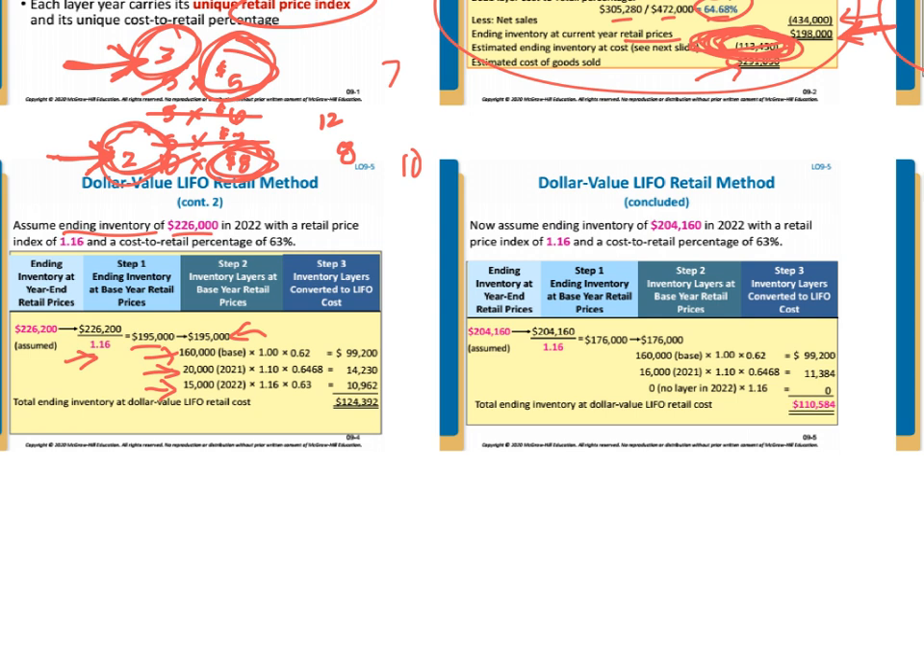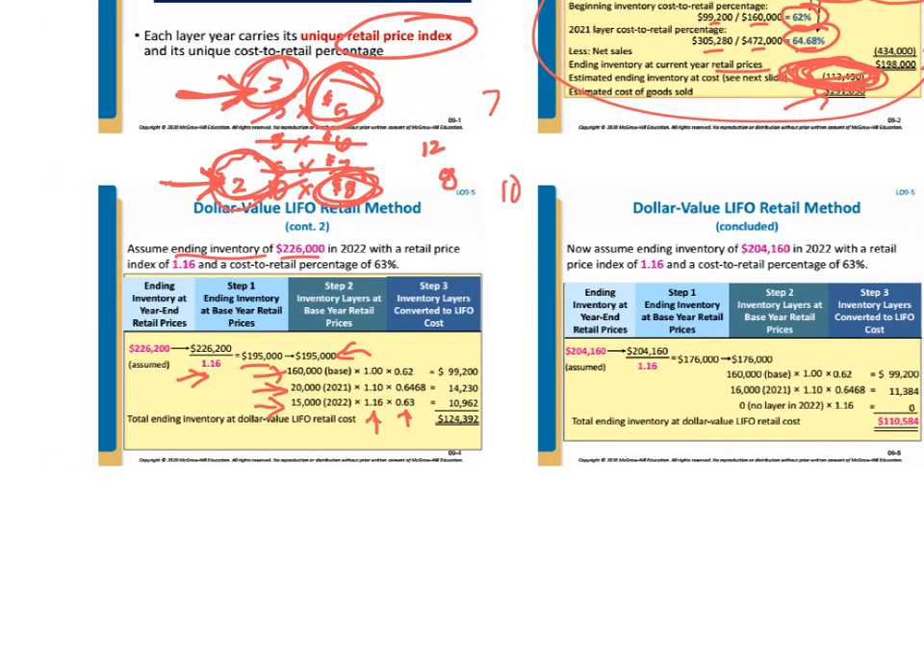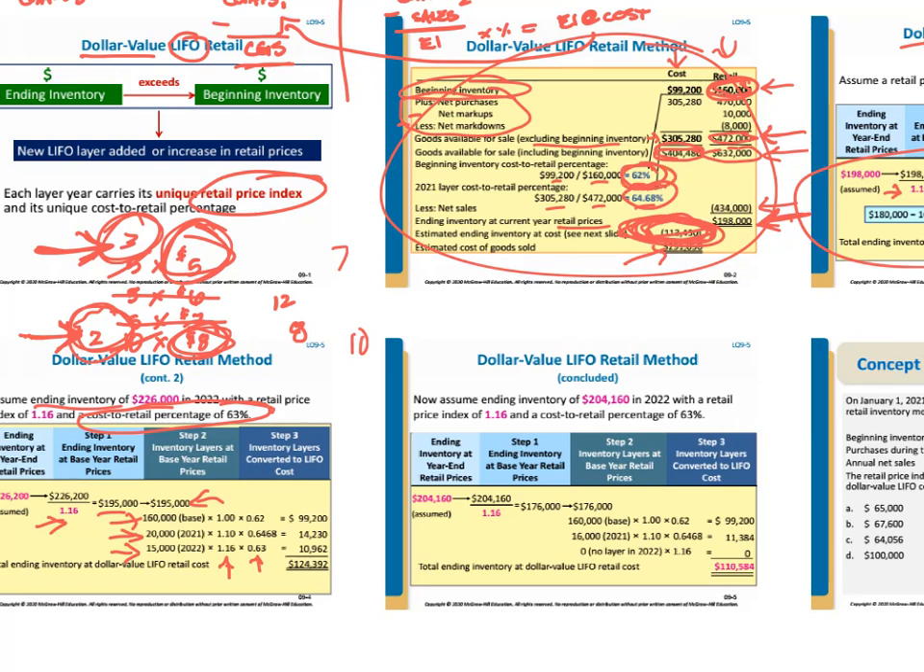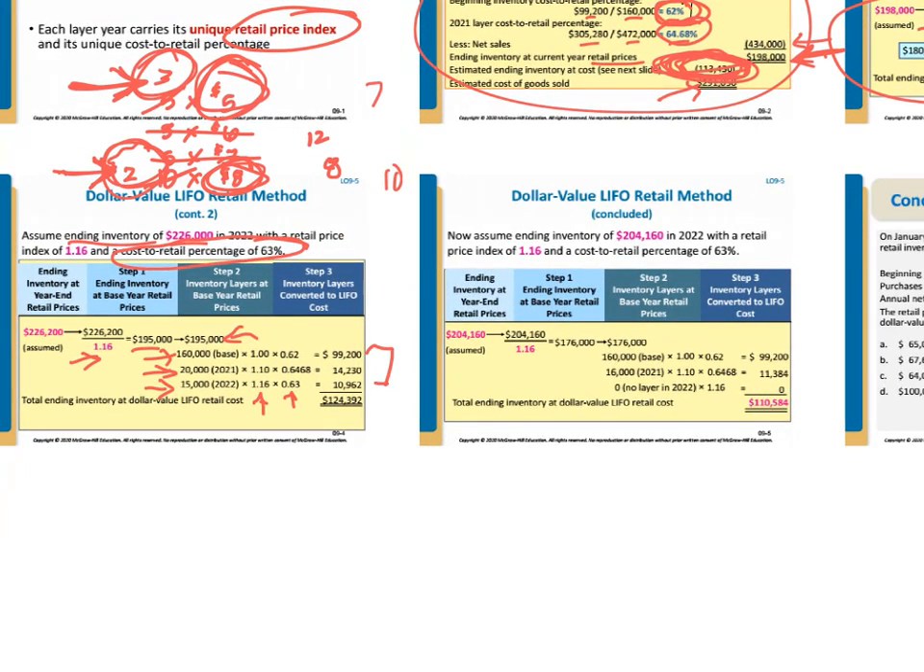Again, what's our process? Multiply by the retail price indices for each one of the applicable layers, and then multiply by the cost to retail ratio for each one of the applicable layers. Notice it tells us that in the subsequent year, we calculated a cost to retail percentage of 63%, which follows the same process that we had right here. Calculate the cost to retail relationship for the new layer. Sum them up, and this gives us our new estimated ending inventory at cost.